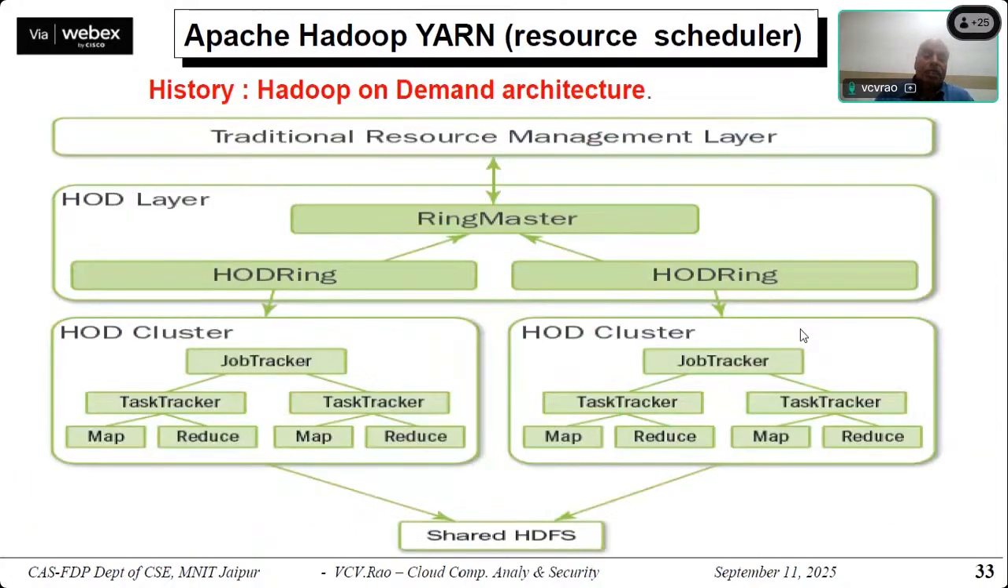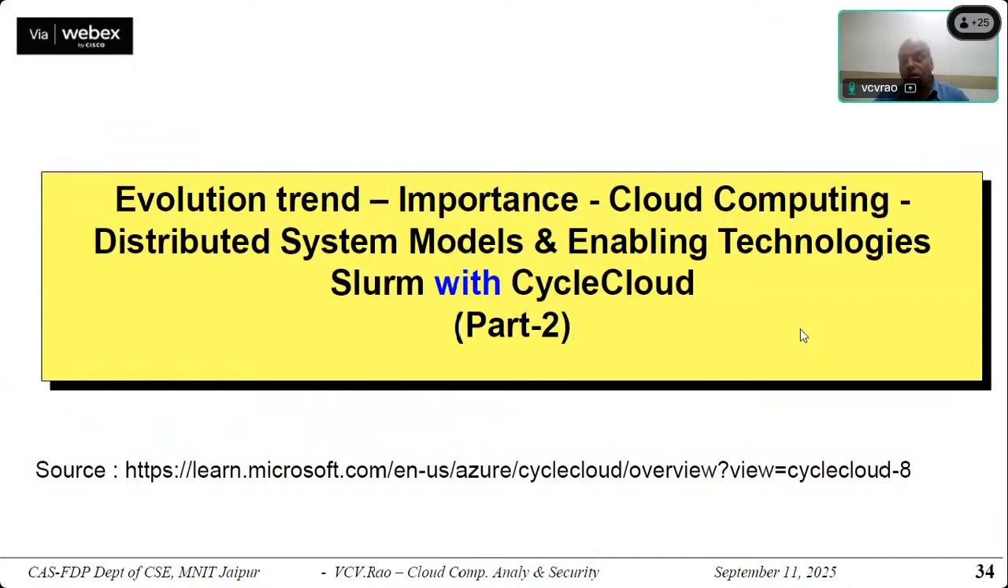Let us see how Hadoop YARN has been designed. These are Hadoop clusters. These are the Hadoop ring. They call it Hadoop on-demand architecture. They have the resource management layer. You have the shared HDFS. I'm not going into more details about MapReduce or the task tracker, job tracker, name node, data node, which you must have been exposed to. I'm moving past this one. Now we'll talk about Slurm with Cycle Cloud, and then we'll get back to some of the access systems.